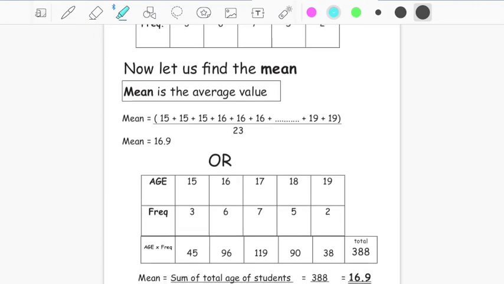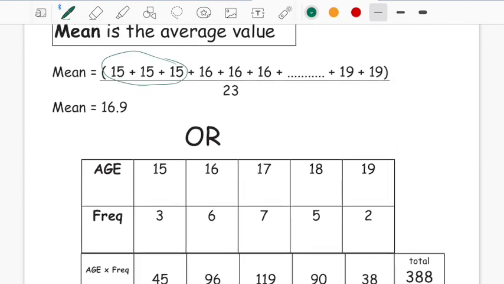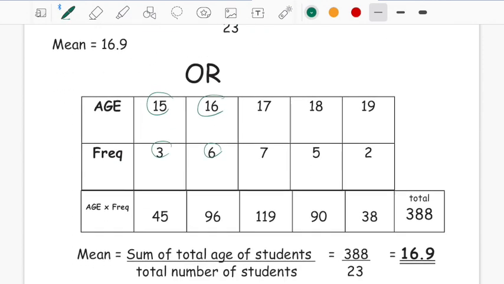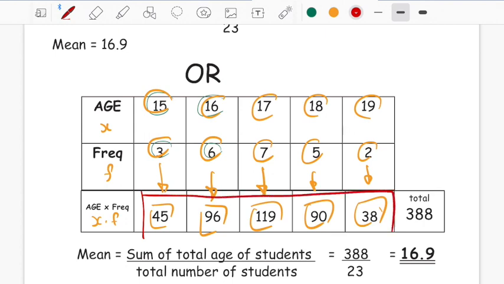Now here is another trick that you can use. Instead of doing 15 plus 15, 3 times, or 16 plus 16, 6 times, what you can do is make a small table here, and I will call this value x and this f, and then this is x times f. So multiply these two out and write them down here. Same here, multiply these two out and write the value down here. See? So when you do this, you can simplify the whole process, and then you can jump to the sum right away by adding this entire thing here. Add them all in this red box.